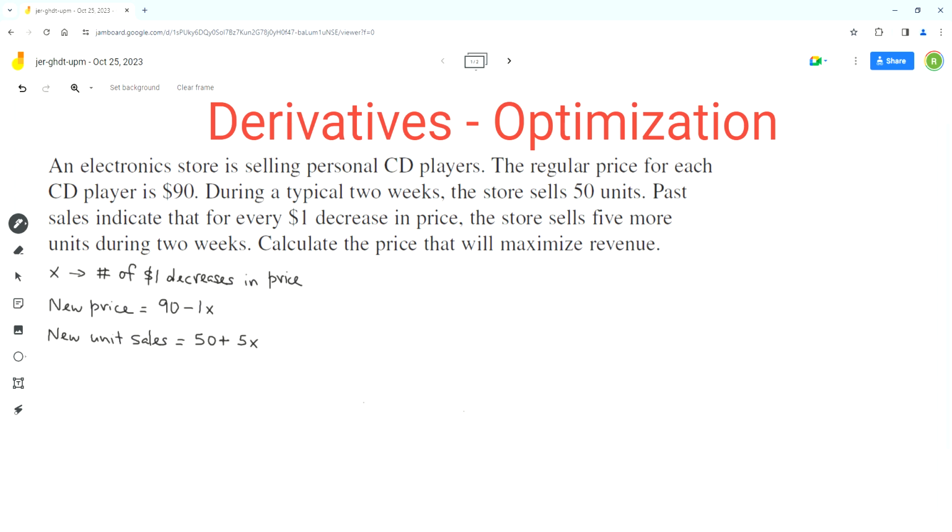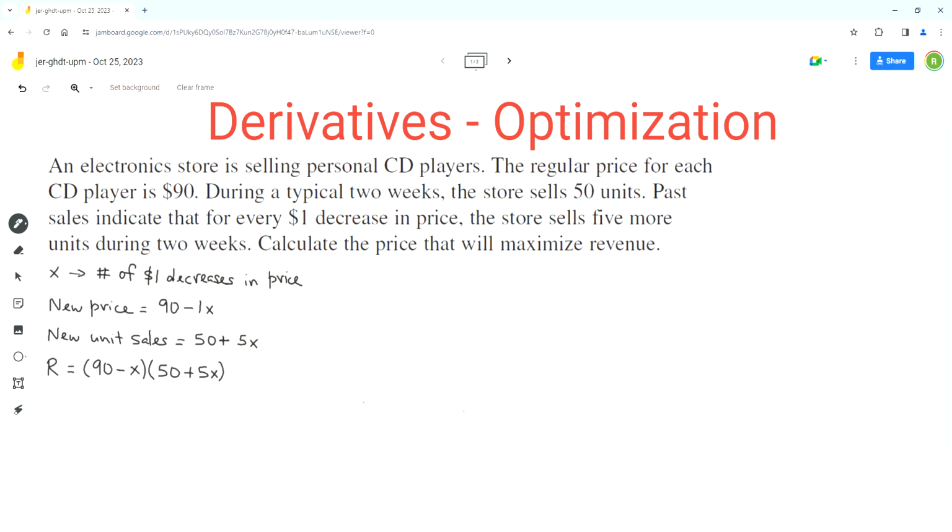Now we can write the new expression for revenue. We'll use the letter R. So R equals the new price, which is 90 minus, instead of 1x we can just write x, times the new unit sales, and that will be 50 plus 5x. So this is our revenue function.